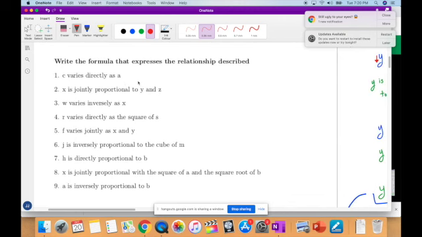Write a formula to express the relationship described. A formula has an equal sign, right? So C varies directly as A. So what would the formula be there? Right, well C is directly proportional to A, but that's not the formula. The formula would be C is equal to KA. Right? So what about this one? X is jointly proportional to Y and Z. Jointly proportional. Where's that one?